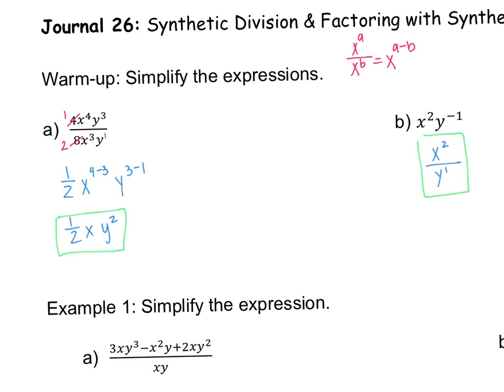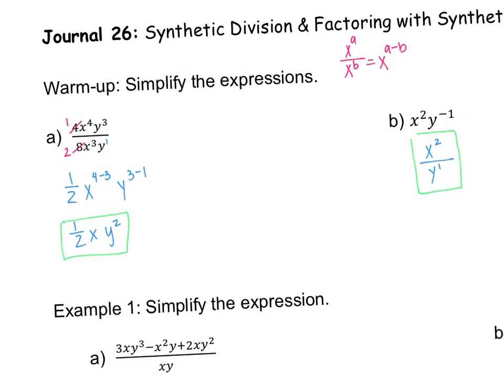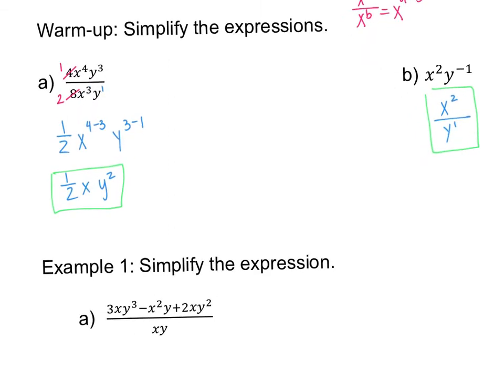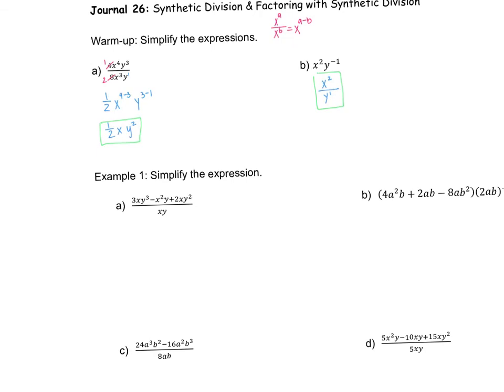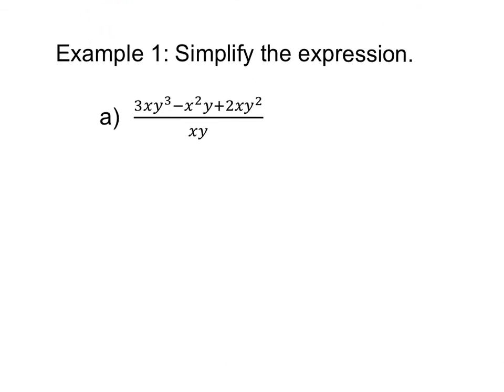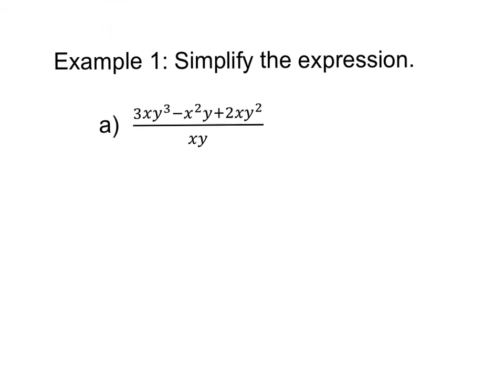So we've done these problems before, but we're going to be working with more complicated fractions, as you can see down below. And we're going to need to simplify them using some of the skills we've learned in the past. All right, let's take a look at maybe example 1. So example 1 here has, let's see, 1, 2, 3 terms on top, because they're separated by the minus and plus signs. So there are 3 terms, and then 1 term in the bottom.